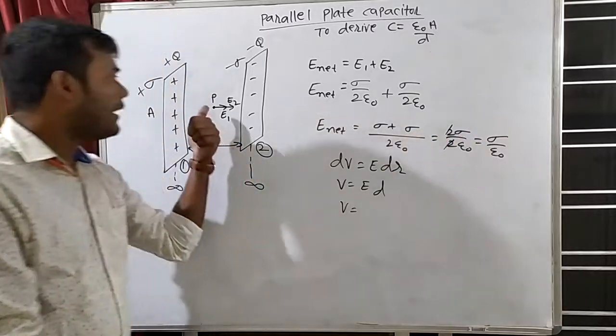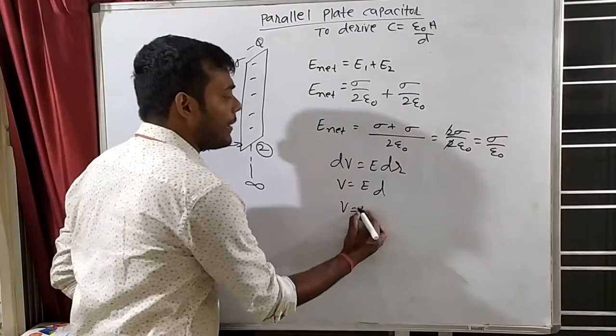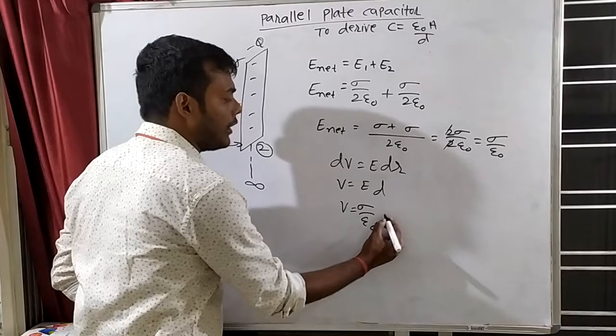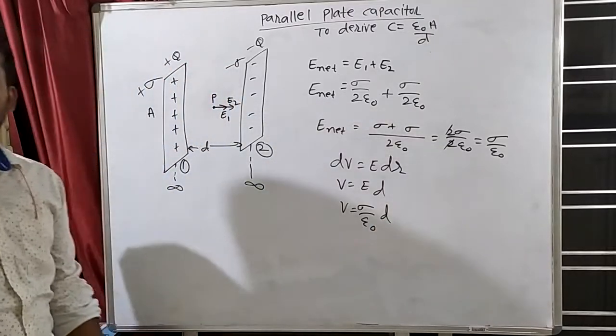So see here, can we write that V is equal to E? What is the net electric field here at point P? This is sigma by epsilon naught. So I will write sigma by epsilon naught into D. Up to this any confusion?